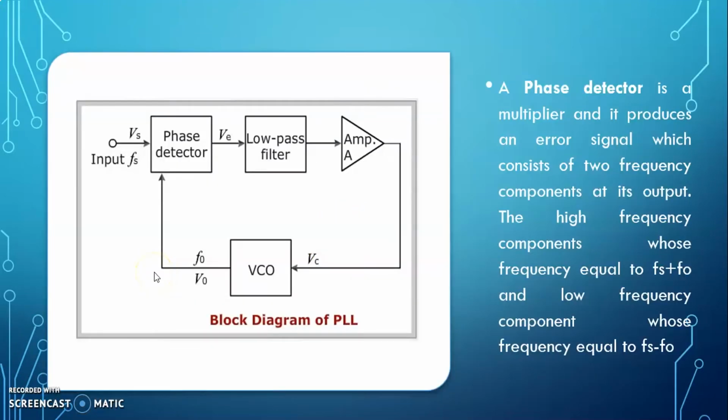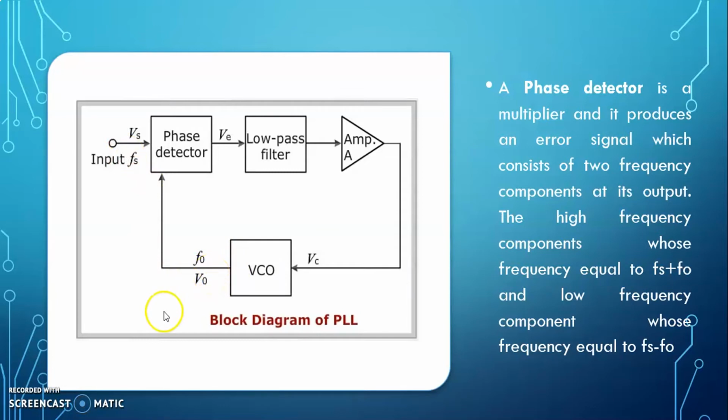Here we can discuss the phase detector. The phase detector is an important component in the phase lock loop. A phase detector is a multiplier, and it produces an error signal which consists of two components as its output, the high frequency and the low frequency component. The high frequency component has a frequency equal to Fs plus F0, and the low frequency component has a frequency equal to Fs minus F0, where Fs is the input signal frequency and F0 is the voltage controlled oscillator output frequency.